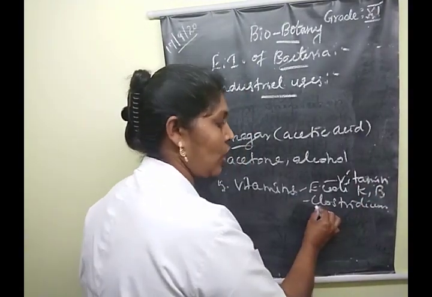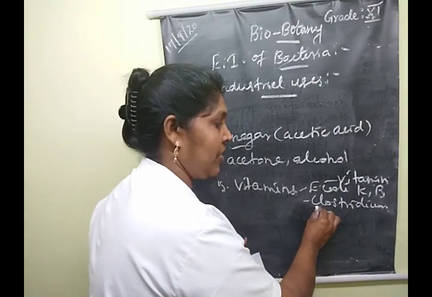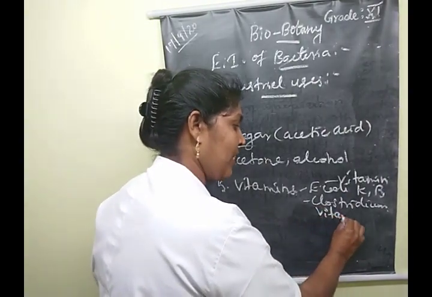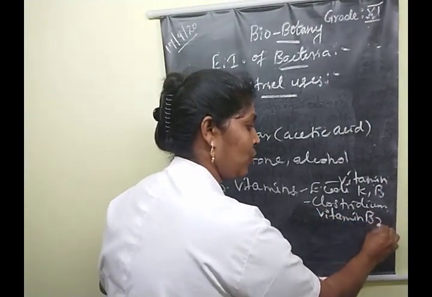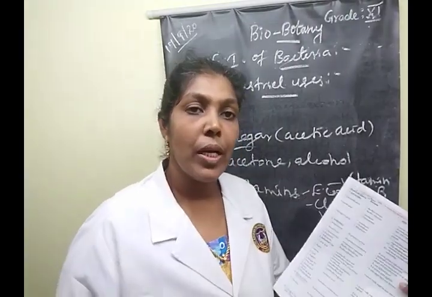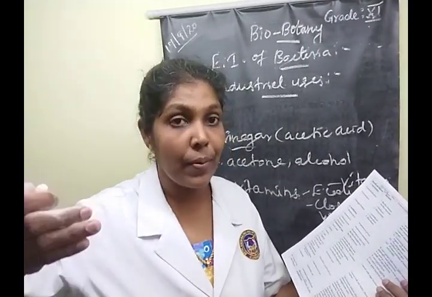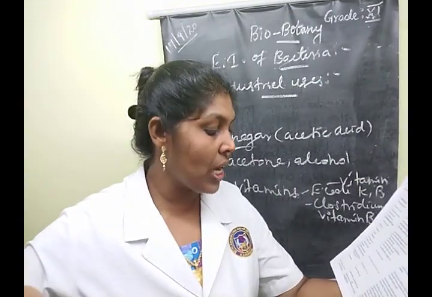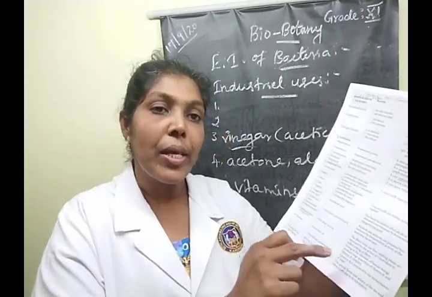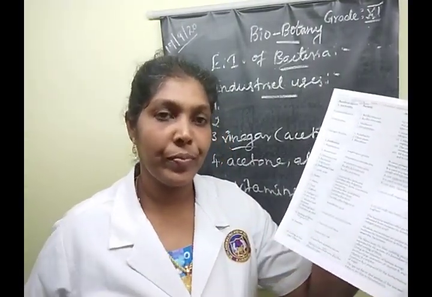Here, the vitamin that Clostridium produces for us is vitamin B2. This is due to the fermentation of sugar. Okay, through the fermentation of sugar, they produce vitamin B2. Clear, children? Say yes sir, no ma'am? Yes.